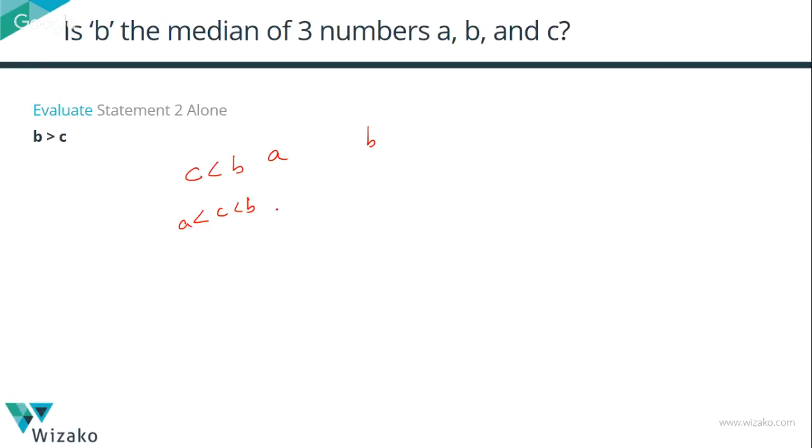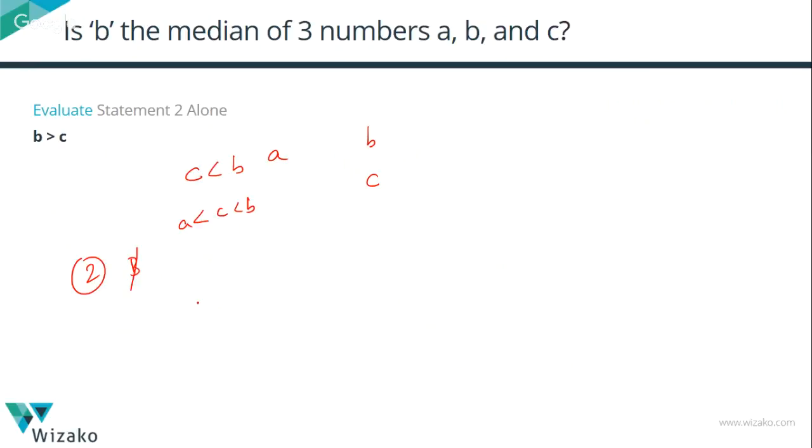In which case, what is going to be the median? The median is going to be equal to C. So we do not know which number is the median. B greater than C could place B in the second position or could place B in the third position. We're absolutely not sure in the ascending order of this. So statement 2 alone is also not sufficient.